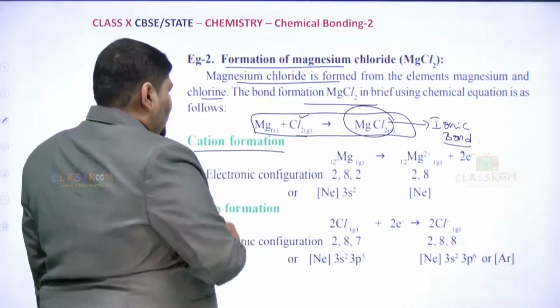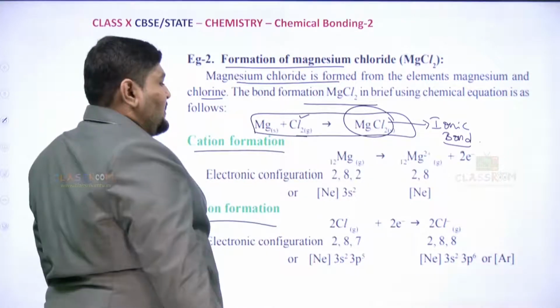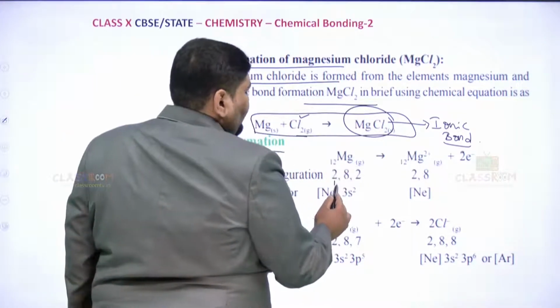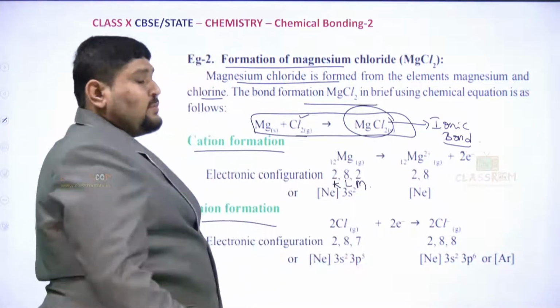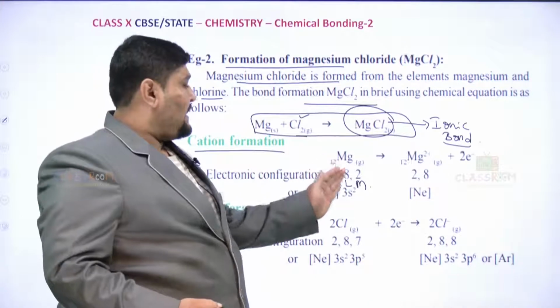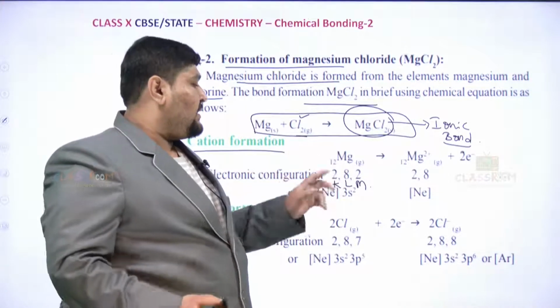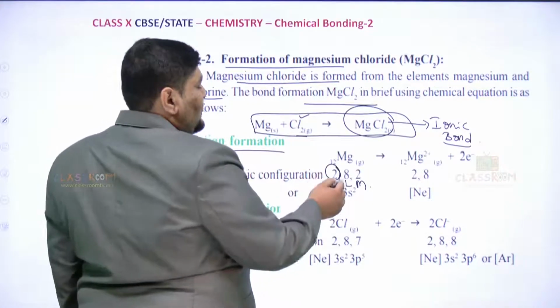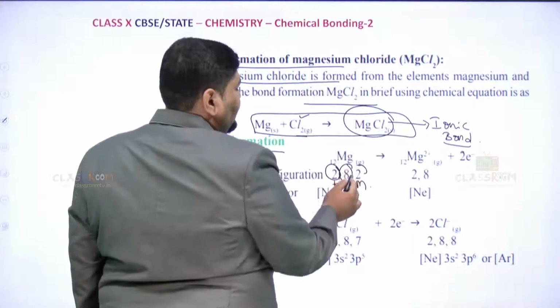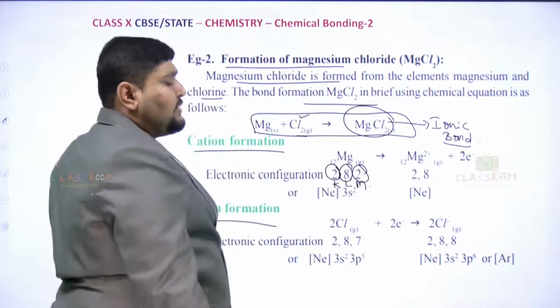You can see cation formation and anion formation. Basically for cations, as you know, the configuration of magnesium, the distribution of electrons as per shells K, L, M, you can find again K shell with 2 electrons, L with 8, M with 2 electrons.